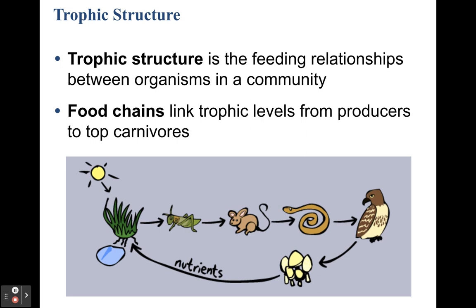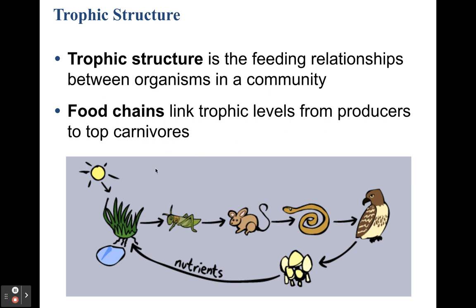So the trophic structure of an ecosystem would be the feeding relationships that are found within that ecosystem or within the community. Remember, community is all the living organisms in an ecosystem. So when we talk about trophic structure, we're looking at feeding relationships. Now, there are two ways that we represent or model the feeding relationships within an ecosystem. The first is by using food chains, and these are useful, but they're very simple.